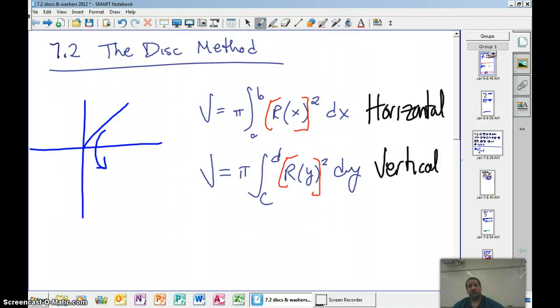Okay, 7.2 has, like I said, a lot of parts in it. This is the disk method. I showed you this in class. The formula actually is the radius of the function squared. That's horizontal with respect to x, and if it's vertical, perpendicular to the y-axis, it would be the radius function with y with respect to y. Okay?